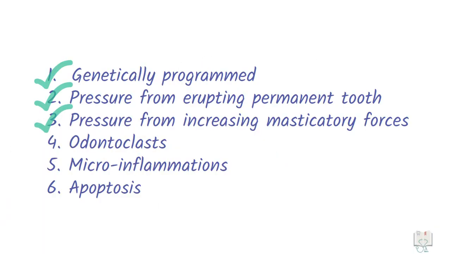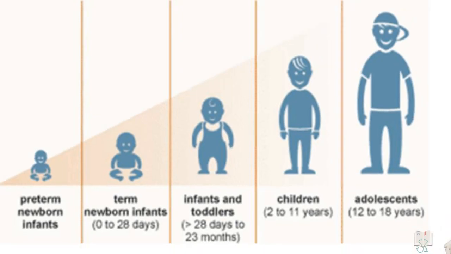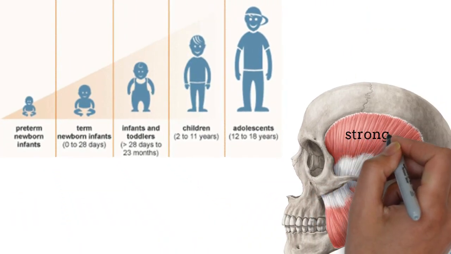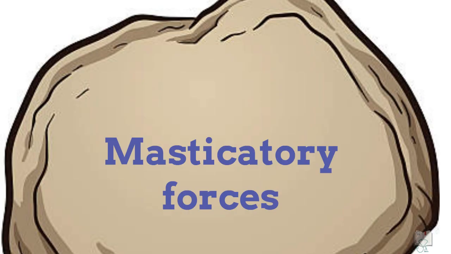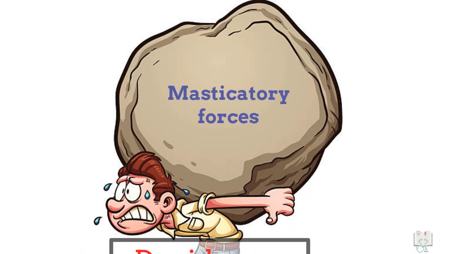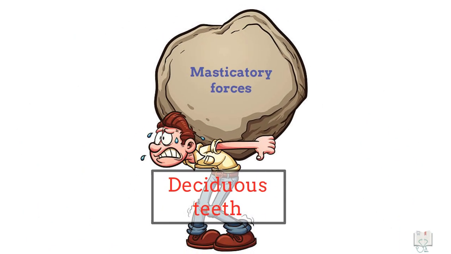Pressure from increased masticatory forces. As a person grows, the muscles of mastication grow stronger. The increased masticatory forces are overwhelming for the small periodontium of the primary teeth and leads to its degeneration.